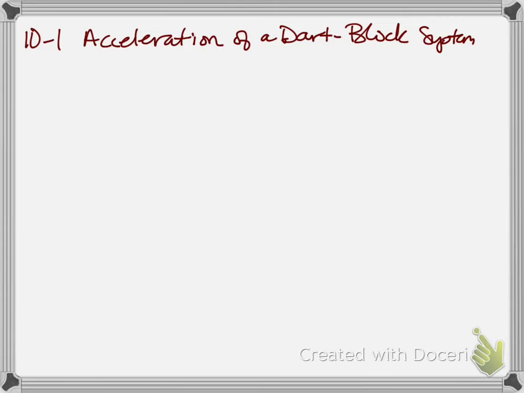The dart block system then swings up to a point at which its center of mass reaches a maximum height h above its starting position, as shown on the right. The block's mass mb is greater than the dart's mass md.